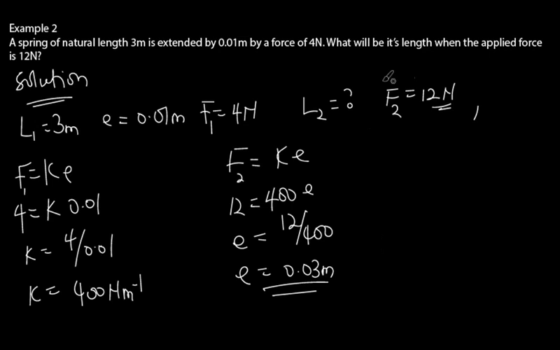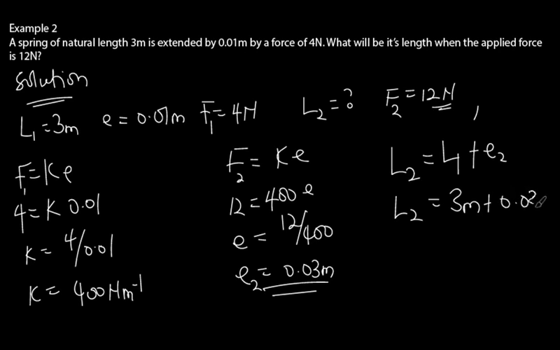So the length L2 will be simply L1 plus the extension. Let me make this E2. So the new length, which is the L2 that we are supposed to find, is 3 meters plus the extension, which is 0.03 meters, and then L2 is now 3.03 meters. Okay, so this is how we solve questions based on Hooke's law and using Young's modulus.